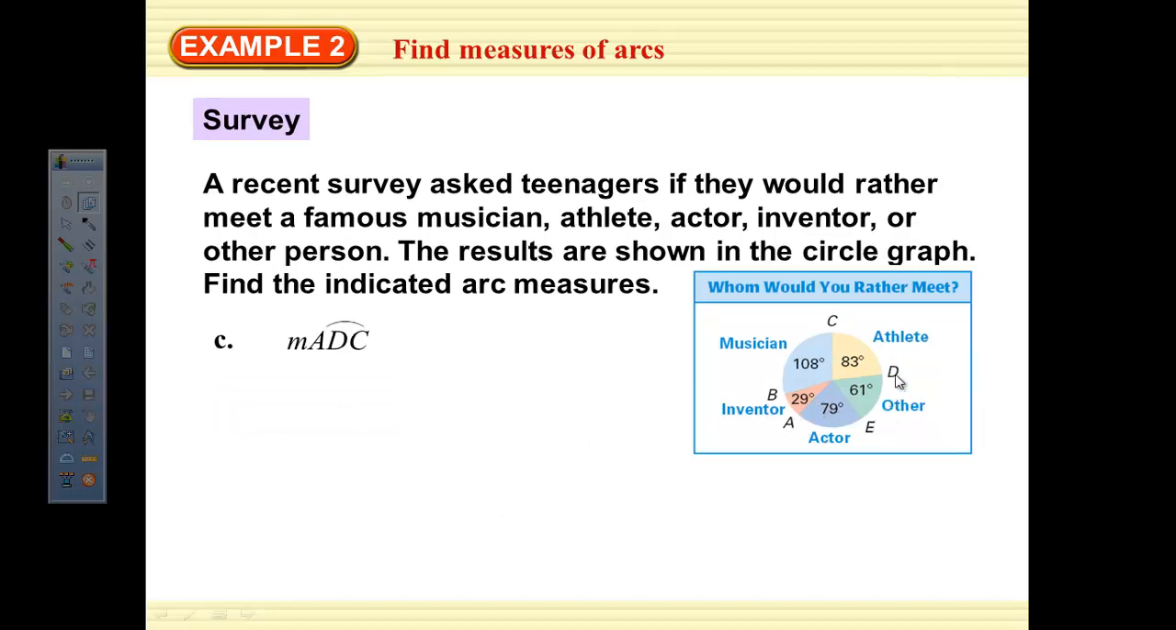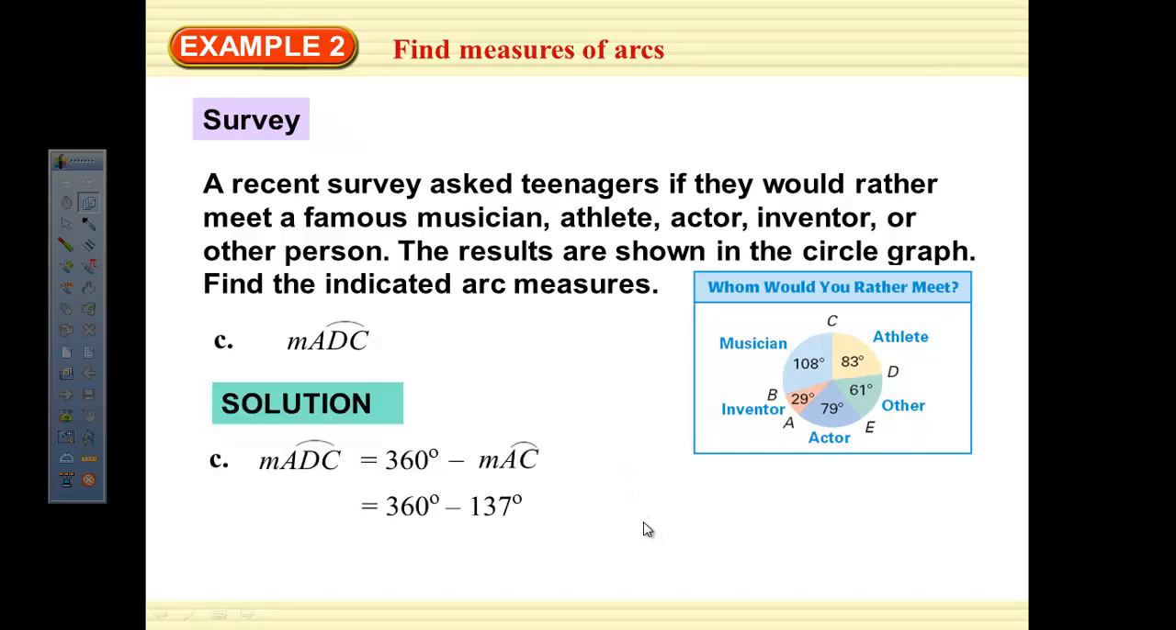ADC would go from here to D to C, and that's a major arc. Remember, again, this was 137. So since we know this is 137, we should do 360, which is a whole circle, minus that 137. So we'd get 360 minus 137, which is 223.